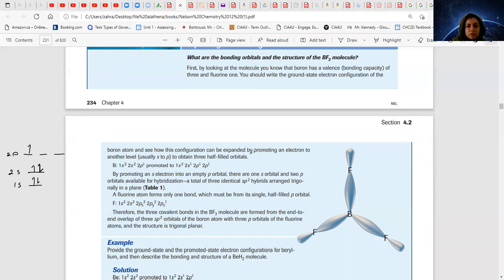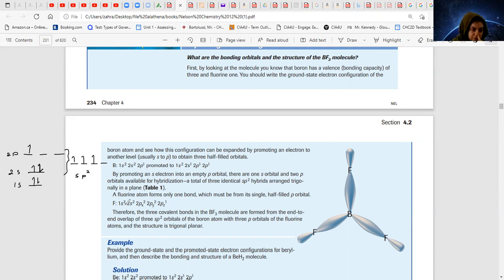It's going to be BF3, which means I need three available things. So these two combine, 1, 2, 3, 4. And here is one electron, one electron, one electron. Now, these are three available to bond with F. As you see, one of these boxes is from s and two of these boxes are from p, so it's going to be sp2.